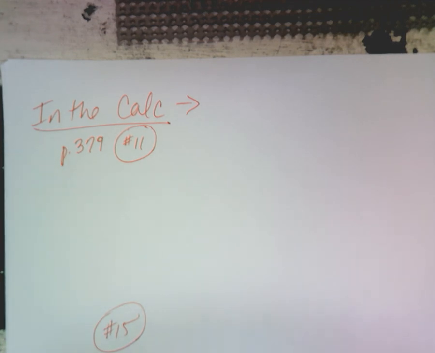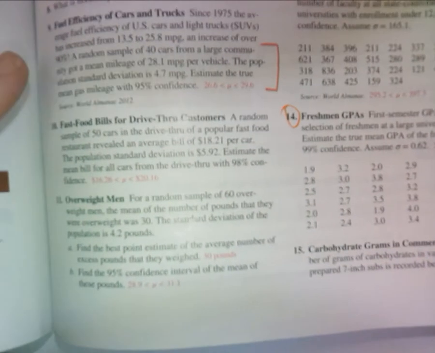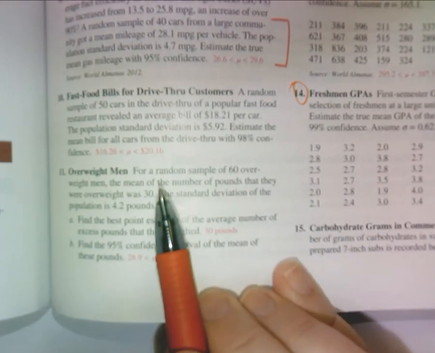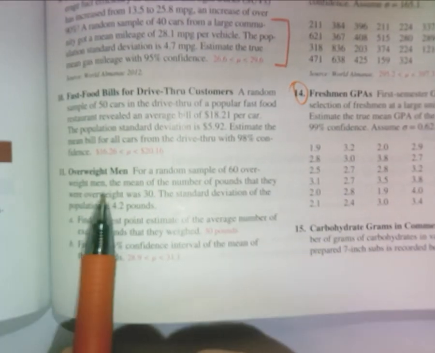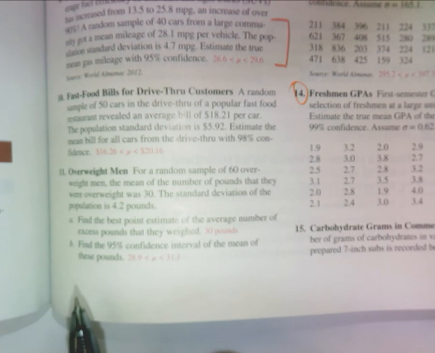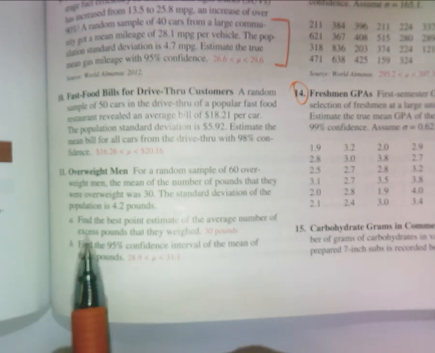Okay, so here's how to do confidence intervals in the calculator. I'm going to read the problem to you if you want to turn to it, because you're going to have to do these problems anyway. This is number 11 on page 379. It's about overweight men. For a random sample of 60 overweight men, so what is 60? Write that down. N, 60.